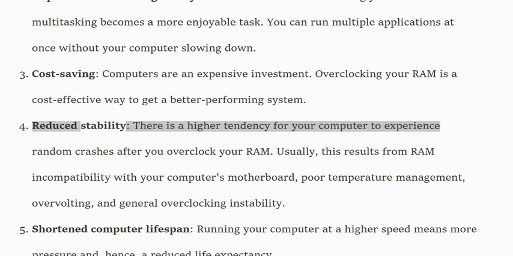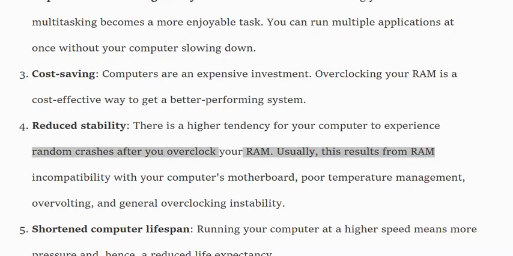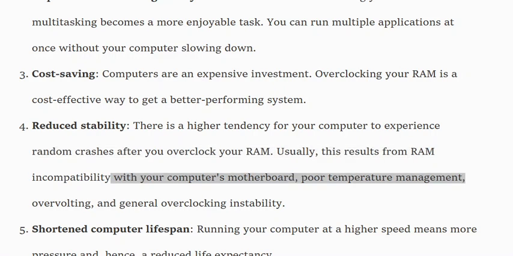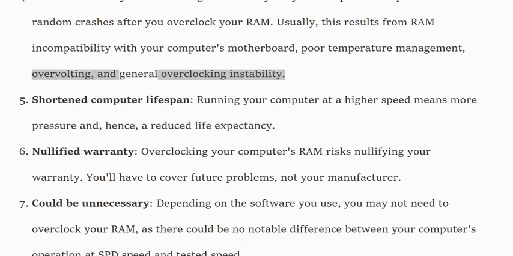Reduced stability. There is a higher tendency for your computer to experience random crashes after you overclock your RAM. Usually, this results from RAM incompatibility with your computer's motherboard, poor temperature management, overvolting, and general overclocking instability. Shortened computer lifespan. Running your computer at a higher speed means more pressure and hence a reduced life expectancy.